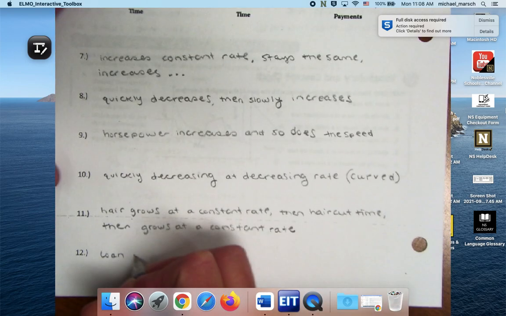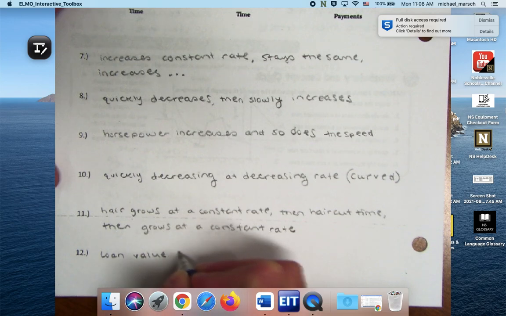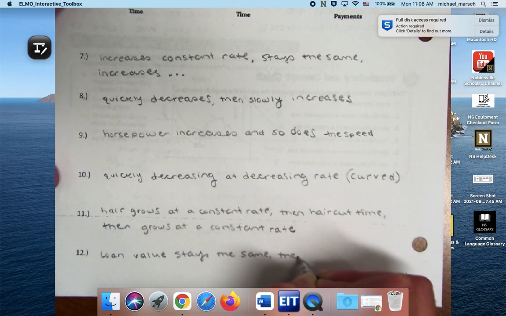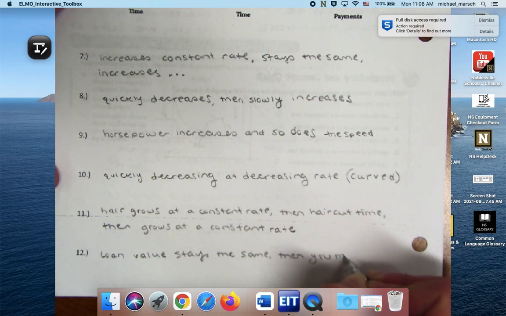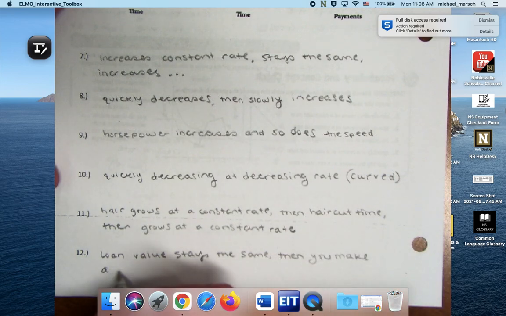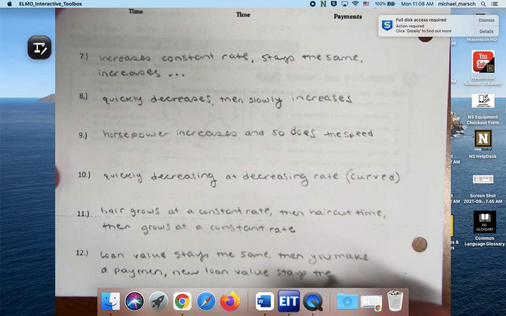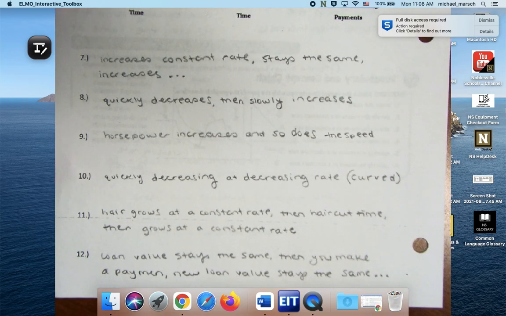So loan value stays the same. Then you make a payment. New loan value stays the same. Then you make a payment. And then the new loan value stays the same until you get to 0, which is a good feeling.